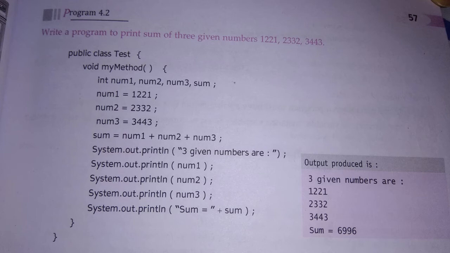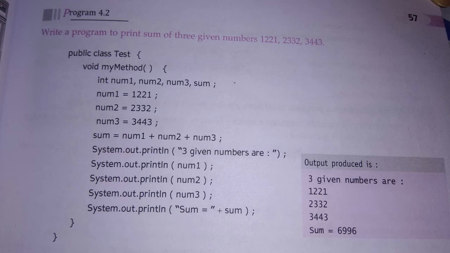So how many variables do I want in total? First variable num1 for the first number, second variable num2 for the second number, third variable num3 for the third number, and one variable sum. What is the use of sum? Because when we add these three numbers, we have to store the output also, to store the result, to store the sum. So one more variable I will declare, sum. Total four variables I will declare, three for three numbers and one for sum.